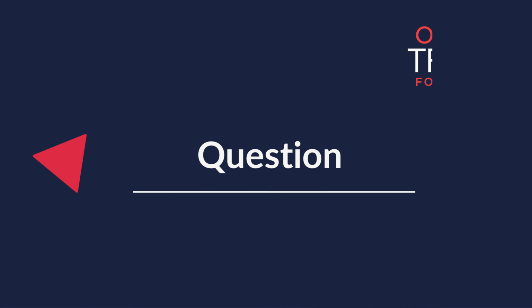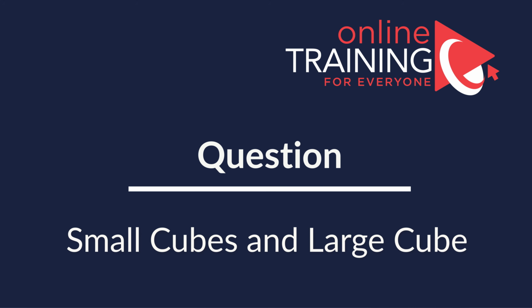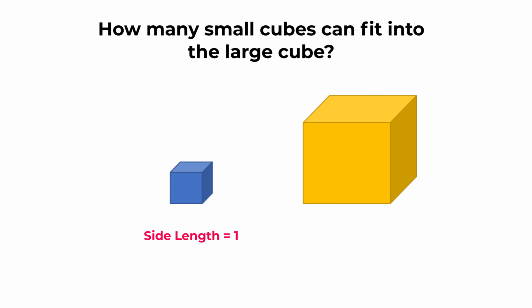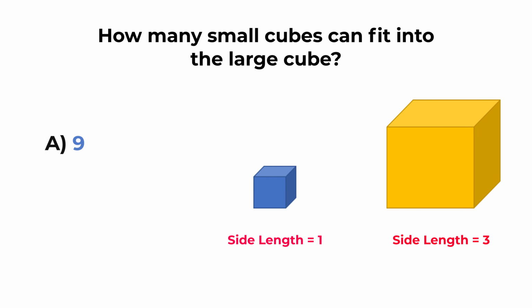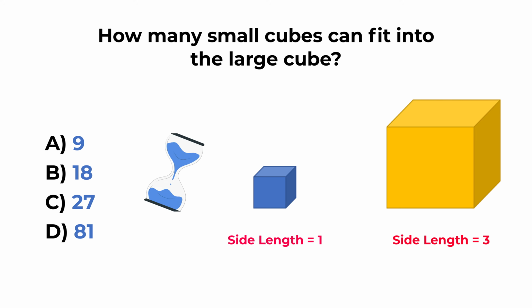Here is a practice problem for you to try. You're presented with 2 cubes. The smaller cube has side length equal to 1, and the larger cube has side length equal to 3. So the question is, how many small cubes can fit into the large cube? And you have 4 different choices. Choice A, 9, choice B, 18, choice C, 27, and choice D, 81. Do you see the answer? Give yourself 10 to 15, maybe 20 to 30 seconds, depending on how good you are with visualization.